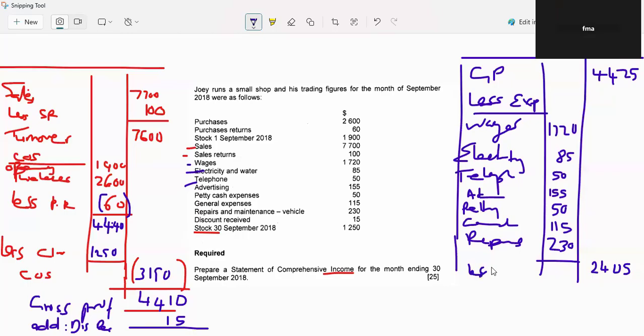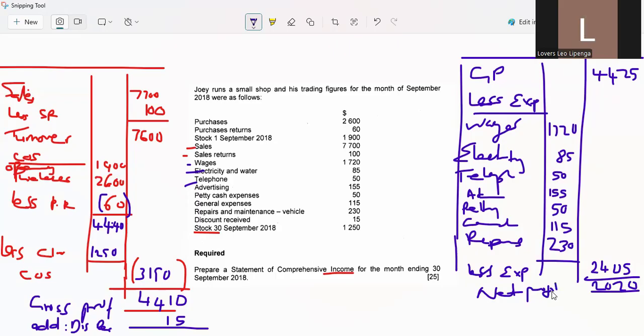So less expenses. When we subtract from that, what are we getting? 4425 minus 2405 is 2020. So this is called our net profit. Net profit is 2020. So are we together? Yes. You can remember this.